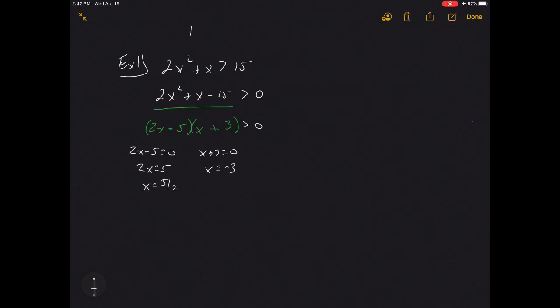Now I'm going to set this up just like we did before. I'm going to set this up as a number line over here. And all I'm going to put on that number line are my boundary points. Now I do have to make sure that they are in numerical order in the correct place. So we're going to use -3 here and 5/2 over here. That's the numerical correct order.